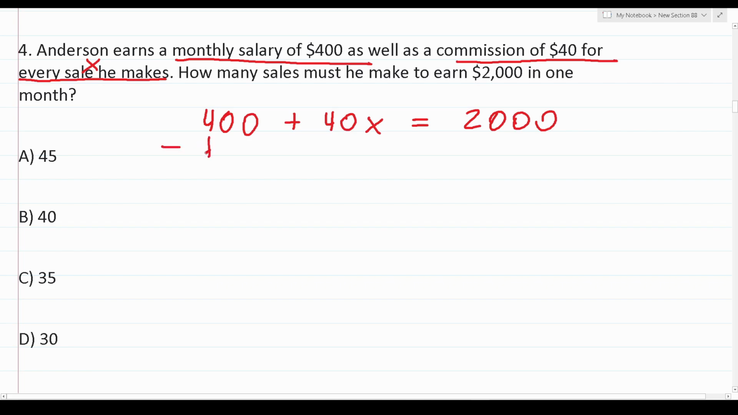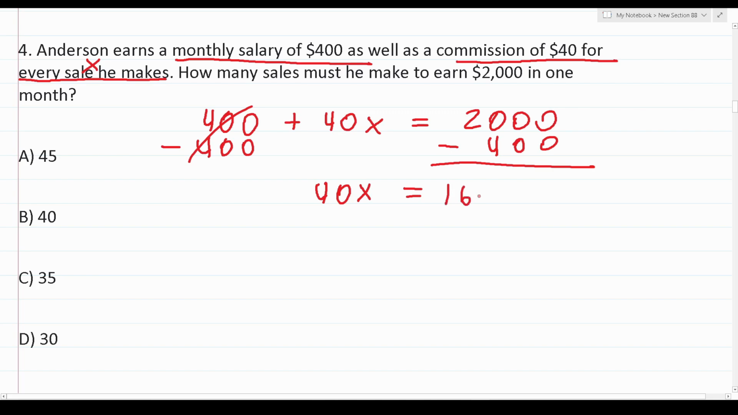First, we're going to subtract 400 from both sides. This crosses out here, leaving you with just 40x on this side. You should be able to do this mentally. 2,000 minus 400 is 1,600. That said, we can go through it very quickly. 0 minus 0 is 0. 0 minus 0 is 0. 0 minus 4 we can't do, so we're going to have to borrow. This becomes 1, this becomes 10. 10 minus 4 is 6, and 1 minus nothing is 1. So that's how we got 1,600.